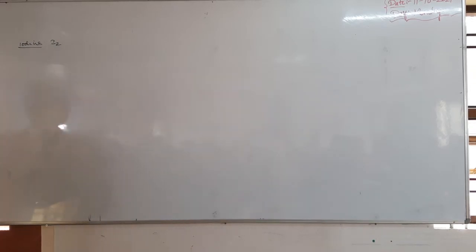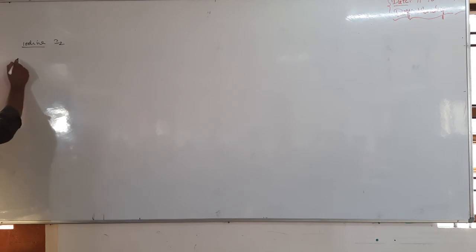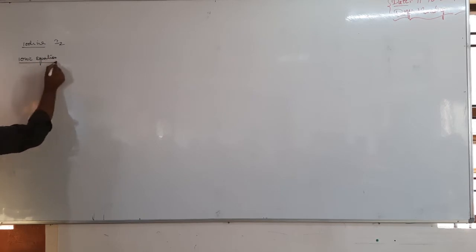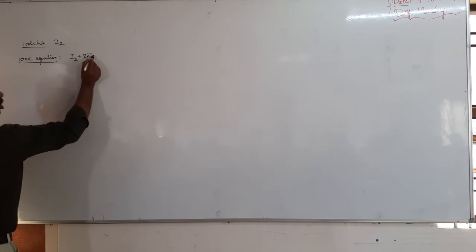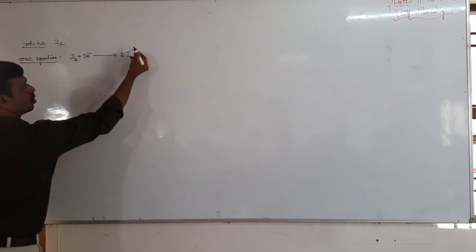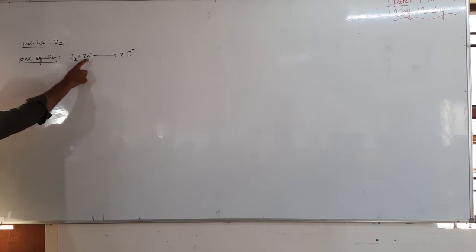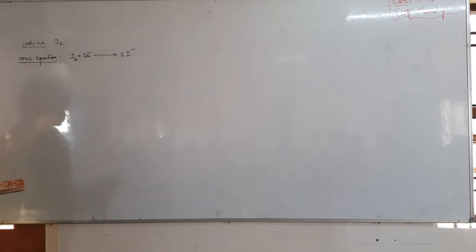Iodine. Tell me, what is the ionic equation? The ionic equation of iodine is I2 plus 2 electrons gives 2I minus. When iodine acts as an oxidizing agent, one iodine can gain how many electrons? 2 electrons. I2 plus 2 electrons becomes 2I minus.